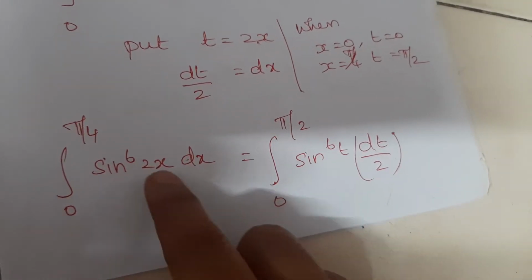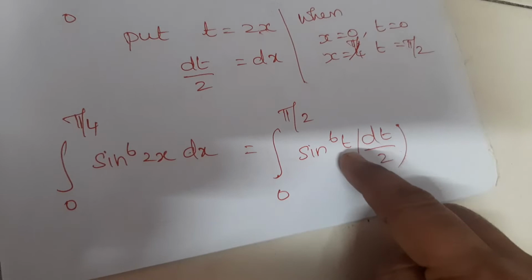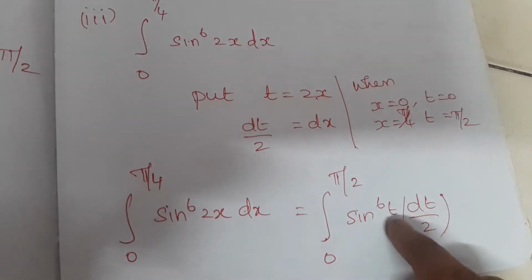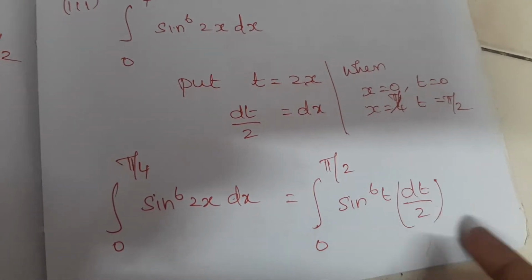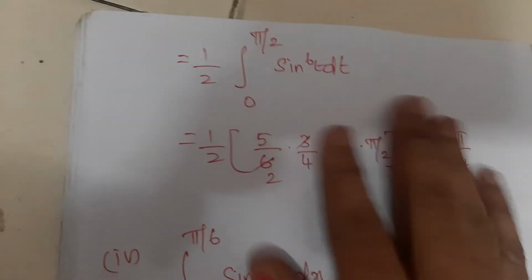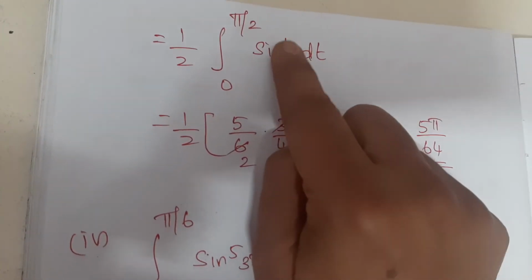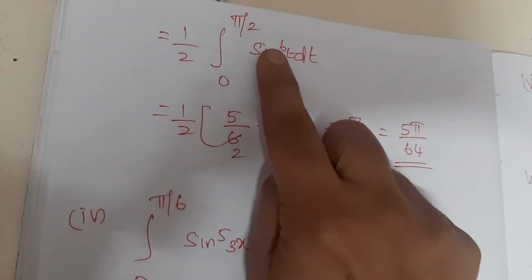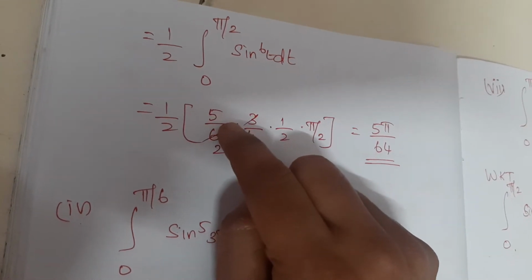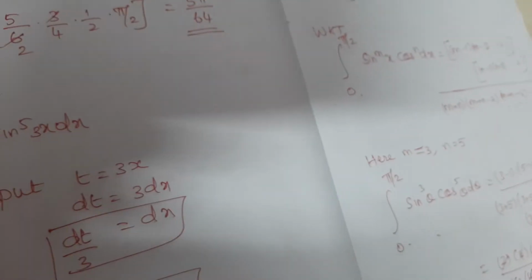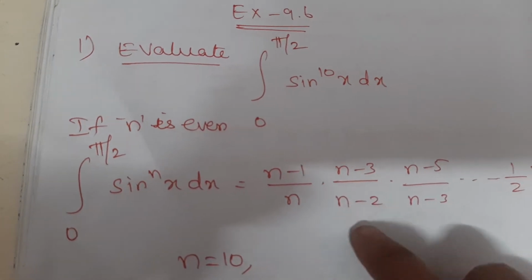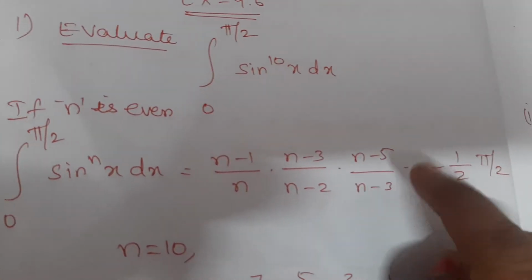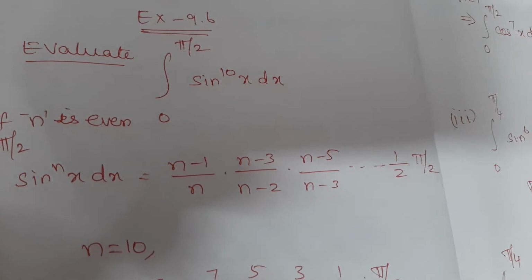Sine power 6, this 2x can be changed as t, because t is equal to 2x. So dx is changed as dt by 2, so the 2 I can take outside. Here I am getting integral 0 to pi by 2 of sine power 6 t dt. So here n is equal to 6, which is an even number. So for an even number, what is the formula I have? For even number, this is the formula: n minus 1 by n, n minus 3 by n minus 2, n minus 5 by n minus 3, dot, 1 by 2 into pi by 2, the last term.